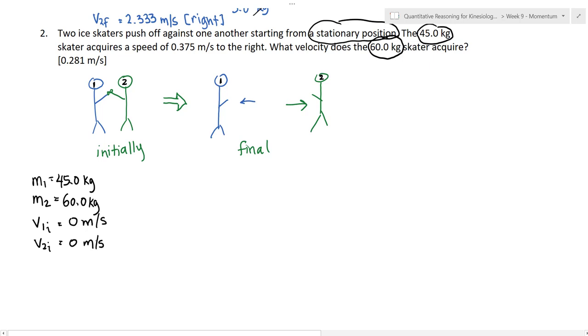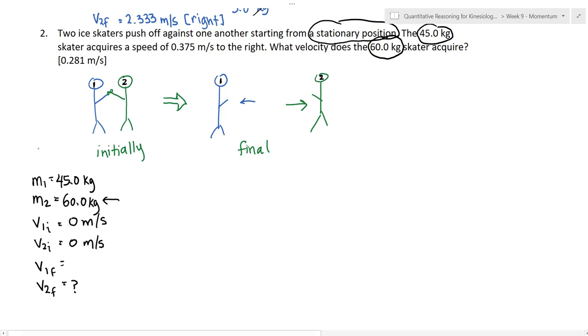All right, so what about final? We have V1 final and V2 final. The question says, what velocity does the 60 kilogram skater acquire? So the 60 kilogram skater is the second object, mass 2 is 60 kilograms. So V2 final is what we're looking for. That's our question mark. And it says the 45 kilogram skater, which is the first object, acquires a speed of 0.375 meters per second to the right.